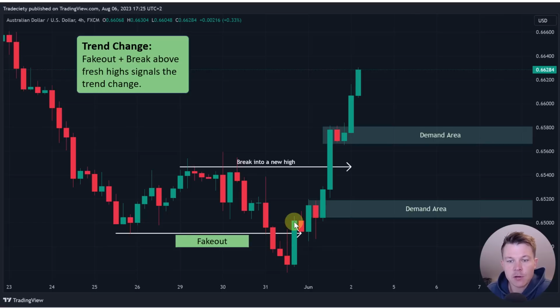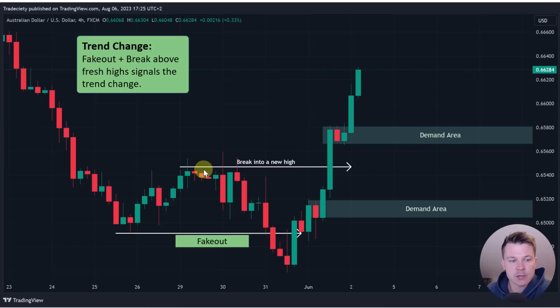We have this strong shoot back above the previous support area, confirming the fake out, and then the market starts trending higher. Here's where we break into a new high. So in the downtrend, when the market suddenly starts to make a higher high, that is a very important shift signal, and here the market is rolling over. And then we can start looking for demand areas.